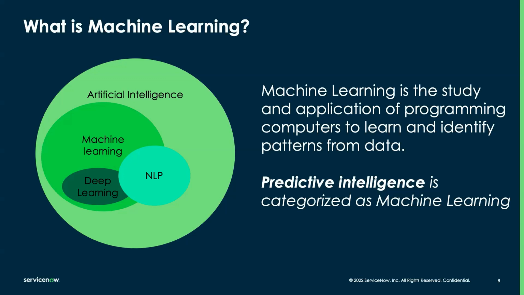Machine learning itself, though, is a subset of artificial intelligence. This is where we program computers to learn and identify patterns, and this is where predictive intelligence falls in. So predictive intelligence in ServiceNow is actually categorized as machine learning. We also have deep learning in the platform, which is where we use neural nets. It's called deep learning because there are multiple different processing layers that take an input and transform it to a specific output. And then we have natural language processing, which falls at the intersection of machine learning and deep learning. So if you're using Virtual Agent, you're using our natural language processing capabilities.